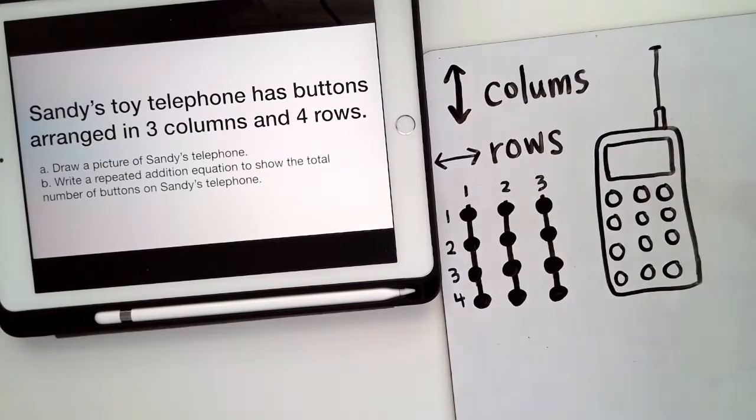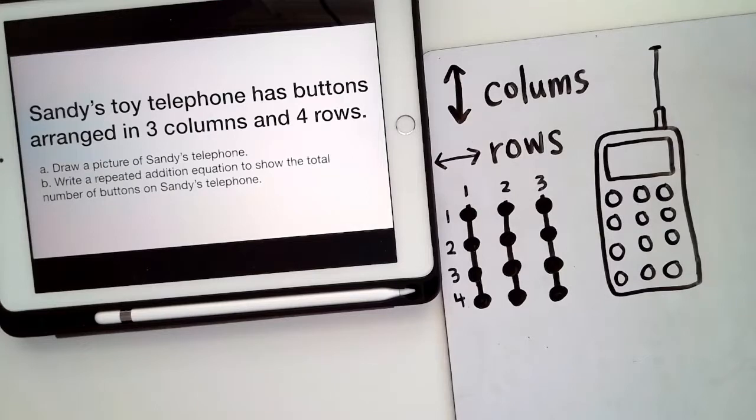This is what I think her telephone looks like. Maybe the style of phone is not the same, but the most important part is I am arranging the buttons how I think they should be looking on Sandy's toy telephone.